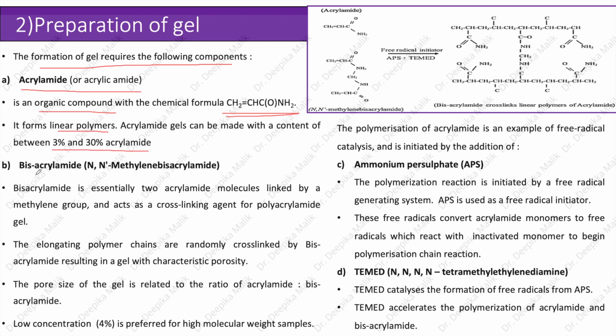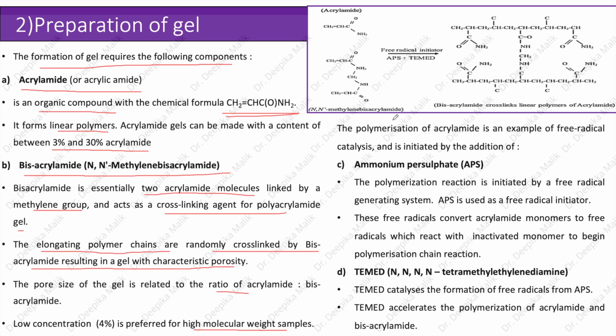Then we have bisacrylamide, also known as N,N-methylene bisacrylamide. Bisacrylamide is essentially two acrylamide molecules linked by a methylene group and acts as a cross-linking agent for polyacrylamide gel. The elongating polymer chains are randomly cross-linked by bisacrylamide, resulting in a gel with characteristic porosity. The porosity of the gel is related to the ratio of acrylamide and bisacrylamide. A low concentration, usually 4%, is preferred for high molecular weight samples.